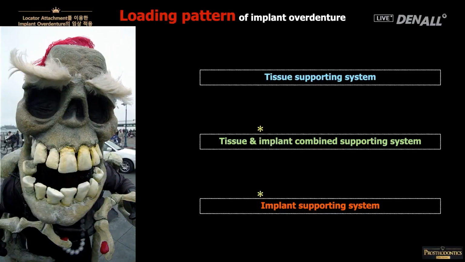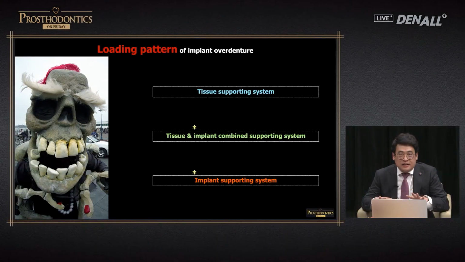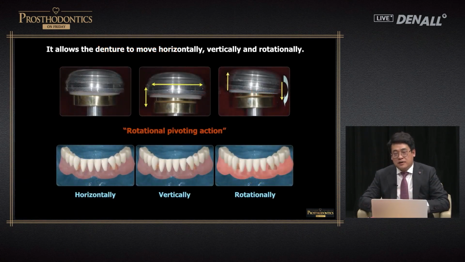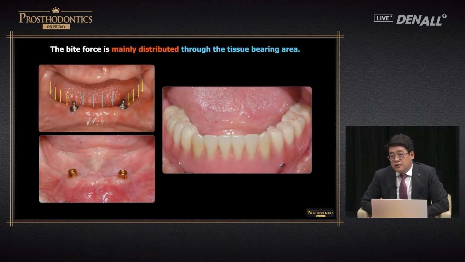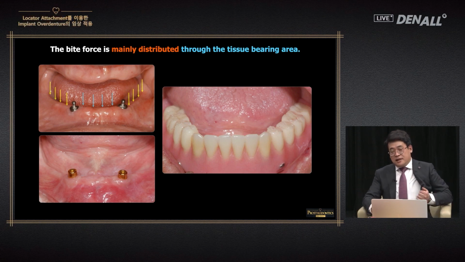I'll now say implant instead of fixture. In the case of tissue-supported system, when it functions within the mouth, the attachment needs to be able to move. Vertical, horizontal, and rotational movement should be allowed. In the case of locator, it allows for all those movements, and therefore, it should be used for tissue-supported systems. In general, when you place the 2 implants, the masticatory force is borne by the tissue. This is the final slide.